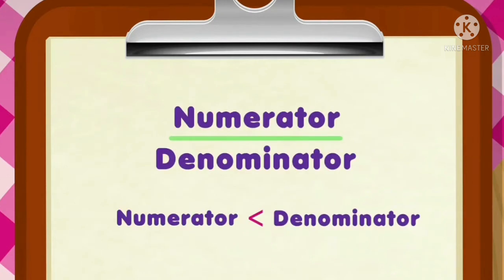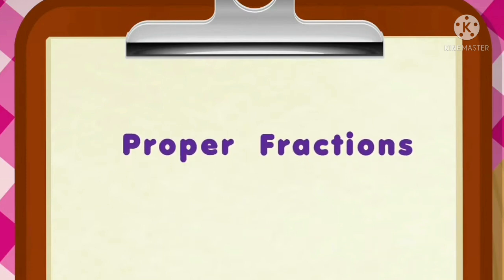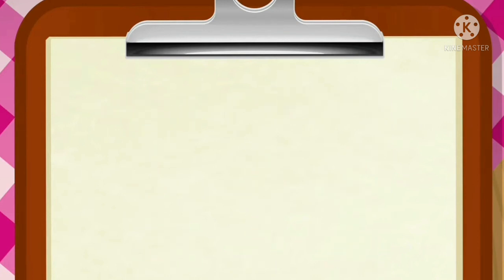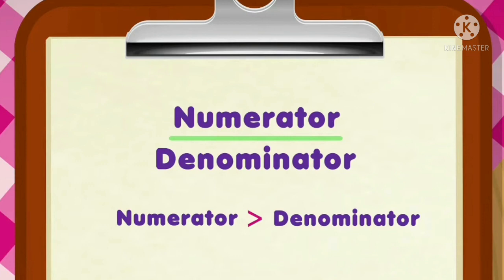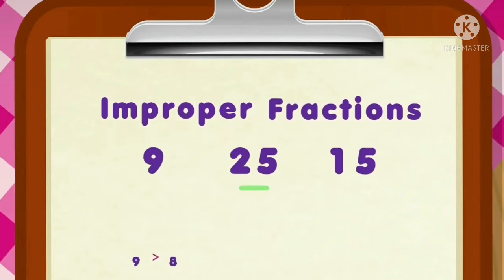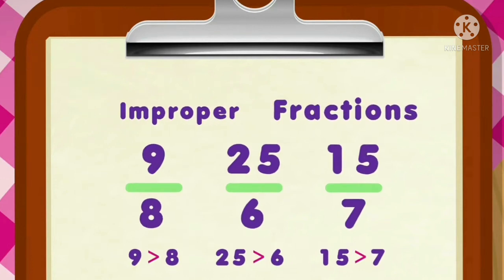A fraction in which the numerator is less than the denominator is called a proper fraction. Examples: 1 upon 4, 3 upon 6, 4 upon 7 are proper fractions. A fraction in which the numerator is greater than the denominator is called an improper fraction. Examples: 9 upon 8, 25 upon 6, 15 upon 7 are improper fractions.